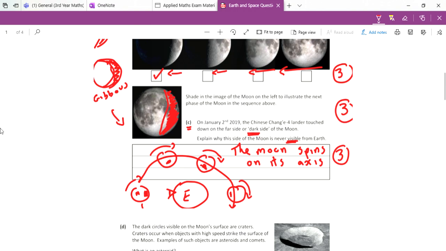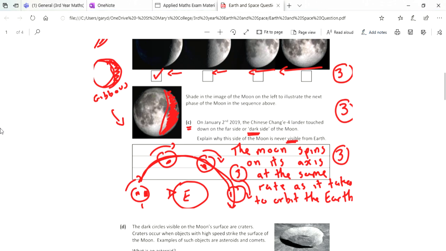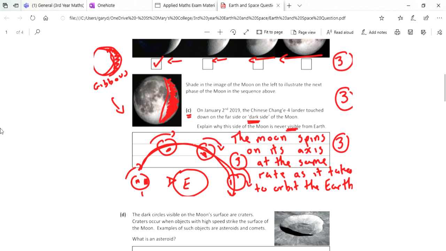But for full marks, you do want to mention that it is at the same rate as it takes to orbit the Earth. So it's not spinning at the same rate as the Earth is spinning, but it's spinning at the same rate as it takes for it to go around the Earth. And that's the second 3 marks. So that was a really tricky question, but that one could come up again. So I definitely think you should add that to your notes if you don't already have it clearly in your notes as a model answer, as an example answer.